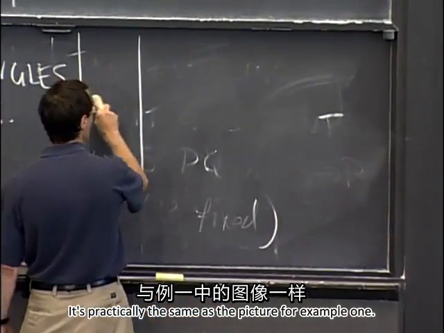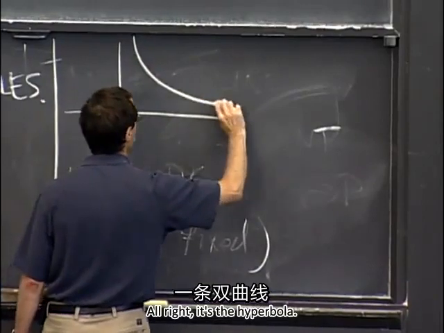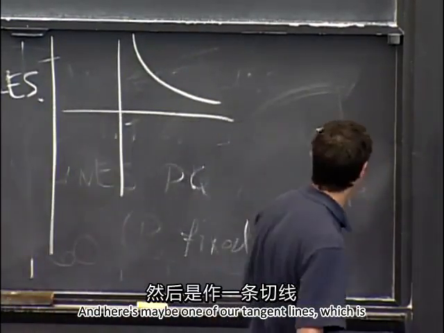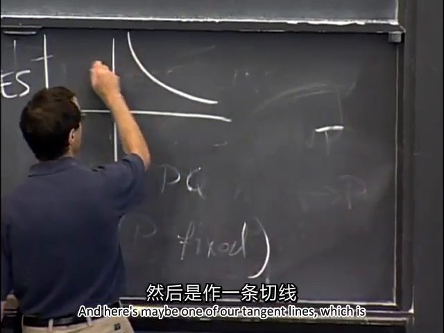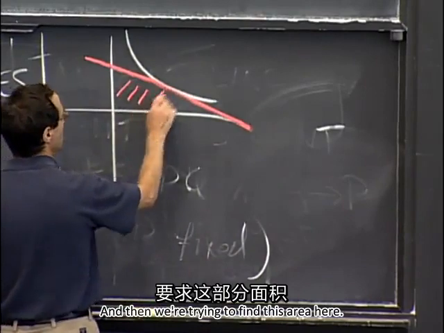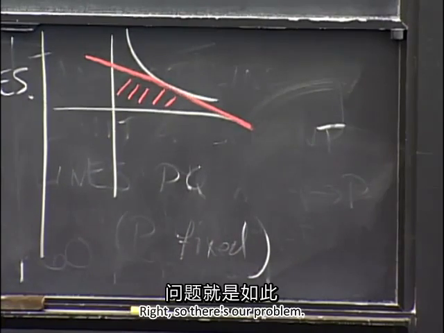So we'll only consider the first quadrant. Here's our shape. All right, it's the hyperbola. And here's maybe one of our tangent lines, which is coming in like this. And then we're trying to find this area here. All right, so there's our problem.